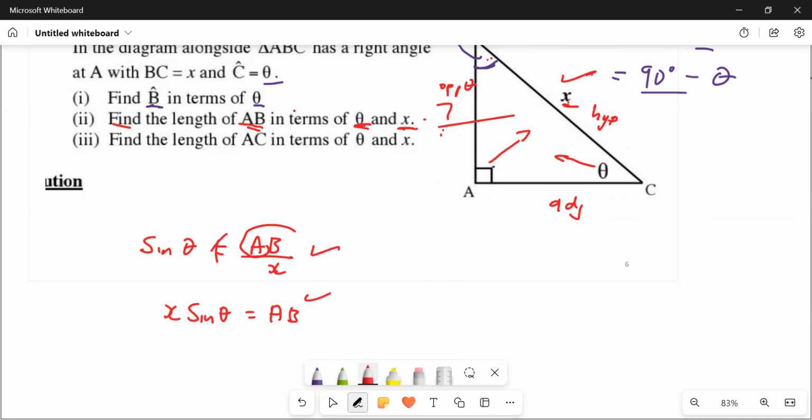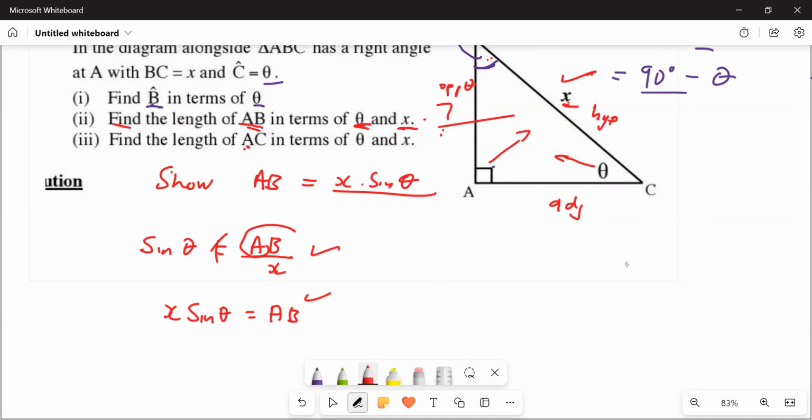Now, another way in which this question could have been asked, they could have said to you, show AP is going to be equal to x multiplied by the sine of theta. It's exactly the same thing. Calculate AP. Are we still together then?